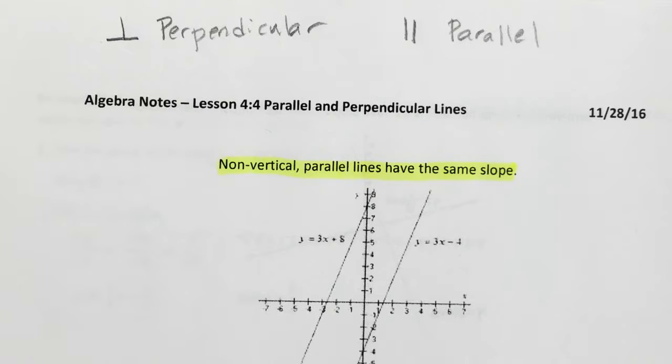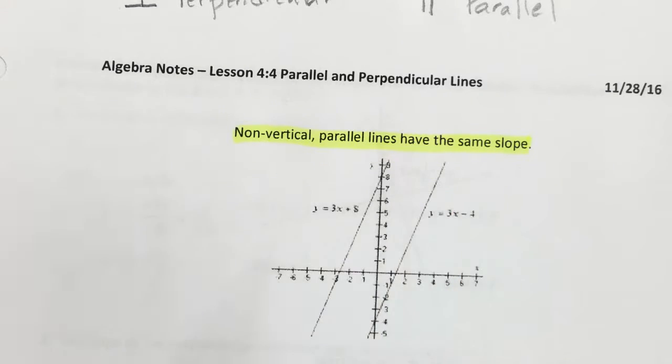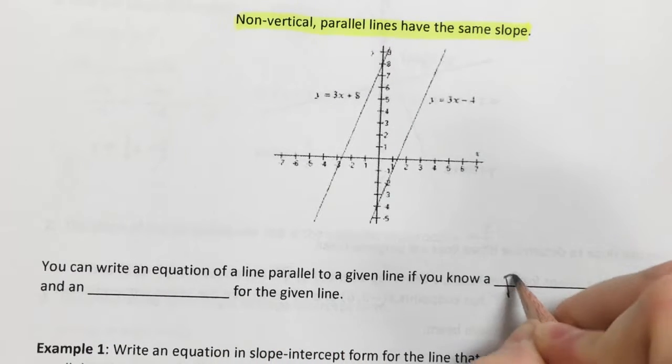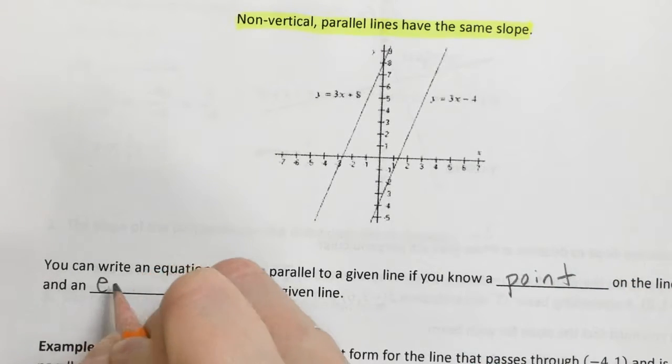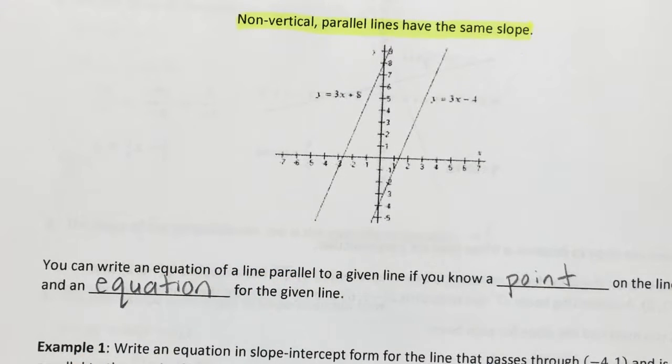What's the word I should use? The same incline? Incline. Yeah. Perfect. Okay. Steepness. So they have the same slope. But perpendicular, they're not going to have the same slope. So right here it says you can write an equation of a line parallel to a given line if you know a point on the line and an equation for the given line.